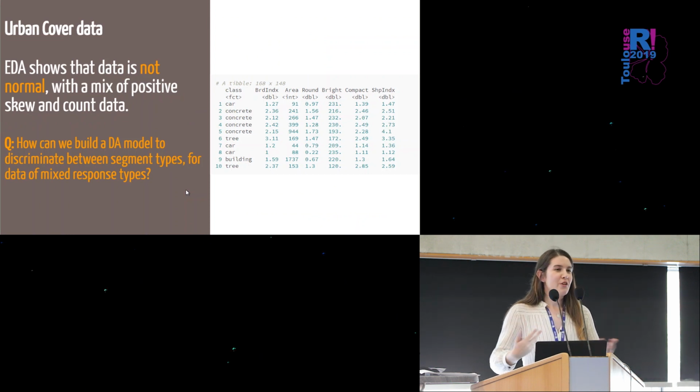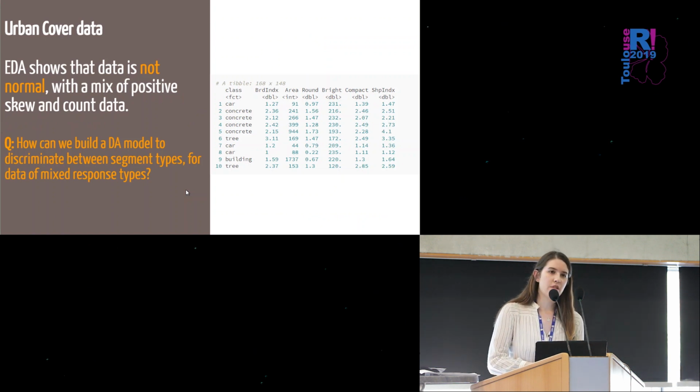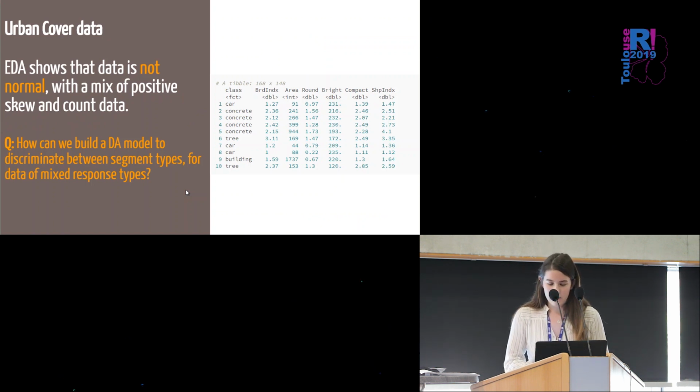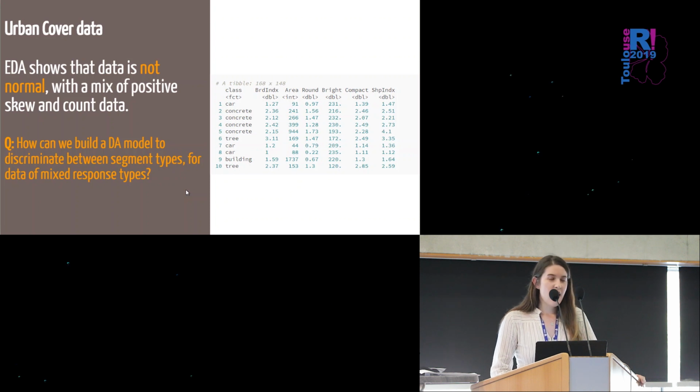And by the motivation of this talk, EDA shows that the data is definitely not normal, with a mixture of positive skew and count data. So I've got a snapshot here of the first 6 variables, and if you look here, there's definitely a mixture of positive skew and count. And our question is, how can we build a DA model to discriminate between segment type for the mixed response type?